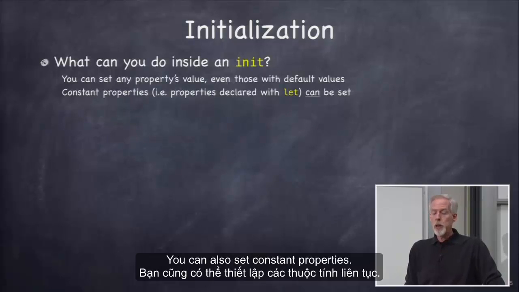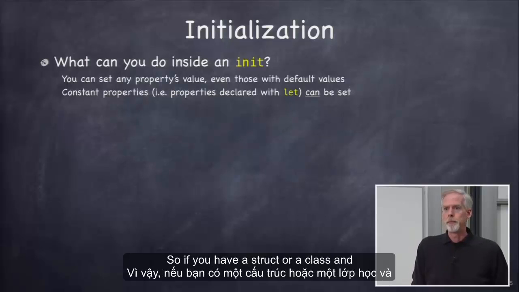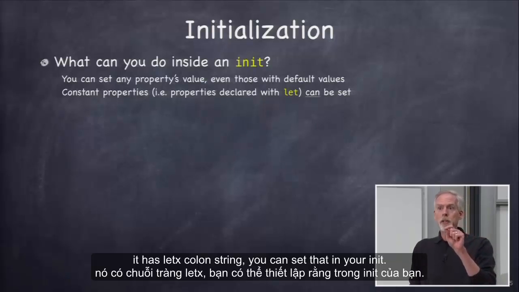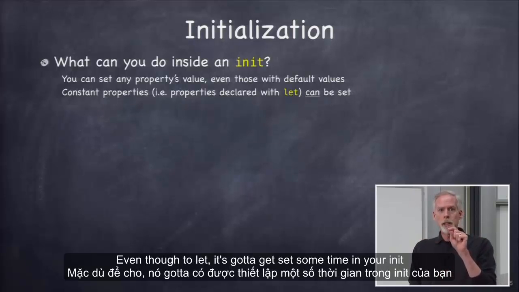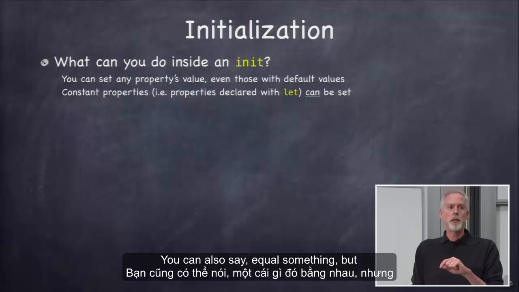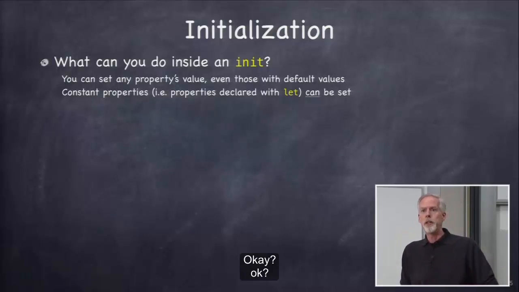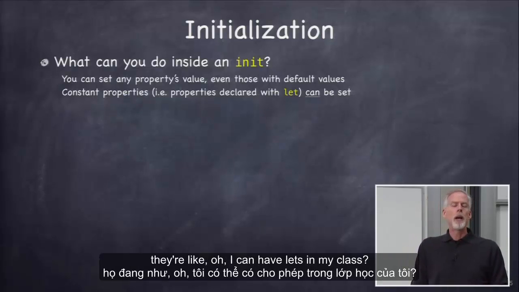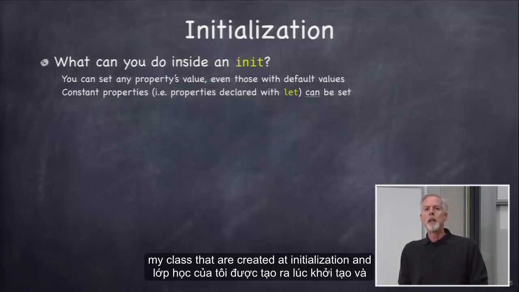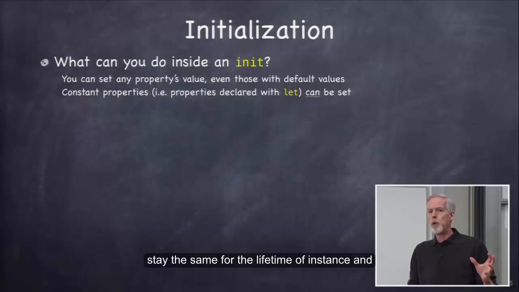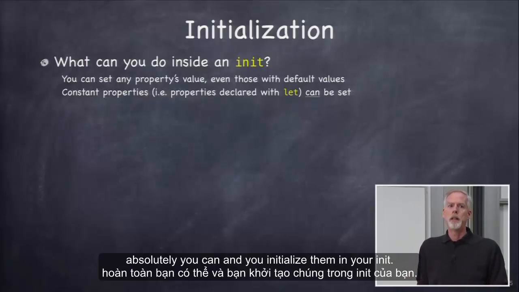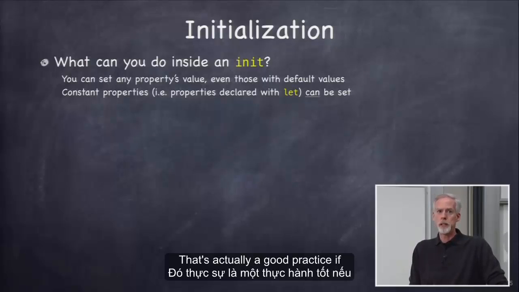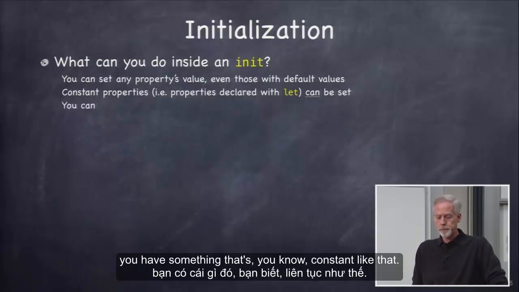You can also set constant properties. So if you have a struct or a class and it has let x colon string, you can set that in your init. Even though it's a let, it's got to get set sometime. In your init is when you can set it. You can also say equals something, but you could also set it in your init. People sometimes don't realize that they can have lets in their class. I can have constants for my class that are created at initialization and stay the same for the whole lifetime of my instance. And absolutely you can, and you initialize them in your init. That's actually good practice if you have something that's constant like that.